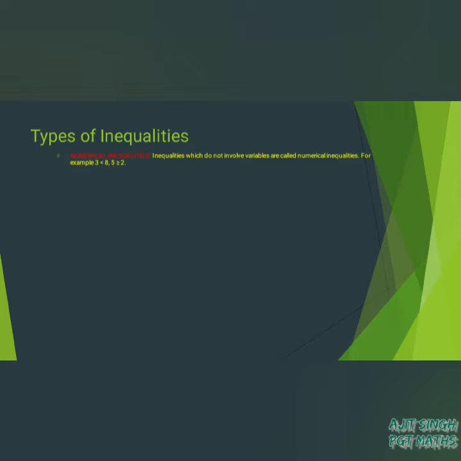The first one is numerical inequalities. Numerical inequalities: the inequalities which do not involve variables are called numerical inequalities. For example, 3 less than 8 or 5 greater than equal to 2. You can see here only numbers are used, no variables are there. So 3 less than 8, 3 and 8 both are natural numbers. So 3 is always less than 8. So this is an example of numerical inequalities.